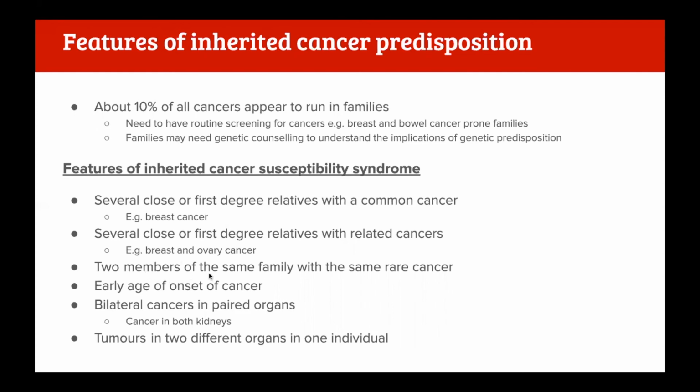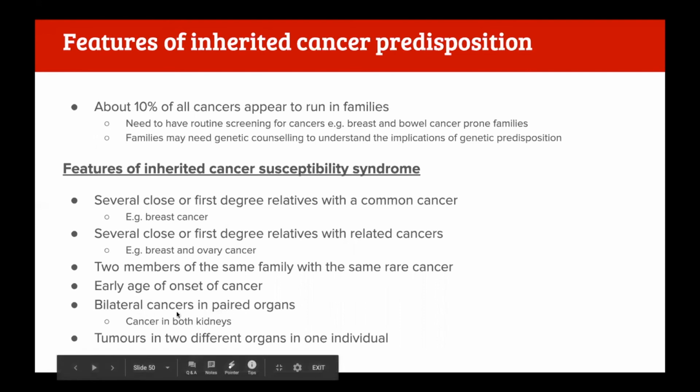If someone has two members of the same family with the same rare cancer, so if you have an auntie and a cousin with the same really rare cancer, then that could be a feature of inherited cancer susceptibility syndrome. If there's early age onset of cancer, that's another feature. If there are bilateral cancers in paired organs, so for example, cancers in both kidneys, that could be a sign of predisposition as well. Or if there are tumours in two different organs in one individual.